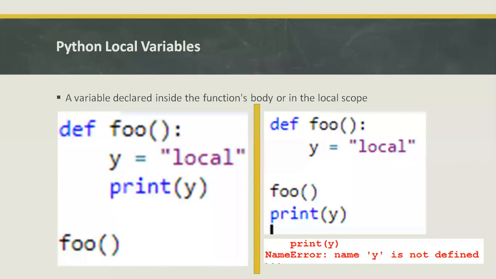Now the next concept, that is local. We'll see all this concept in detail, how actually you can modify and all. Suppose, what is a local variable? A variable declared inside a function body or in local scope is called a local variable. So inside a function, see here, this is a function def, the function name, and y is equal to local, print y. And if you want to access this local variable outside the function, you will get the error message.